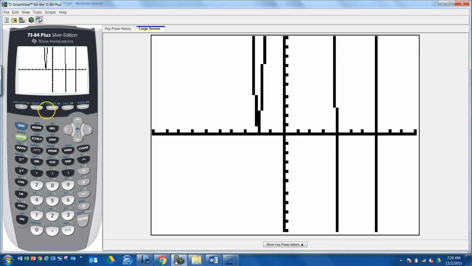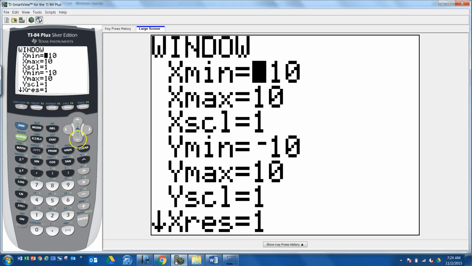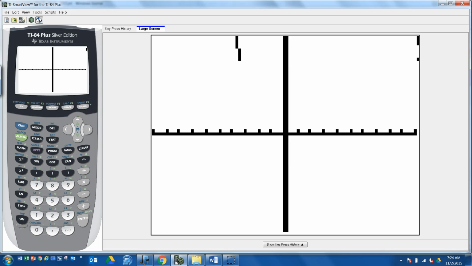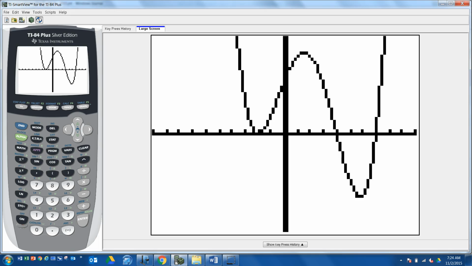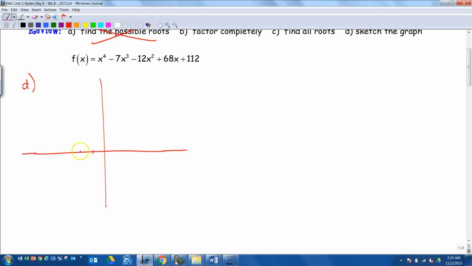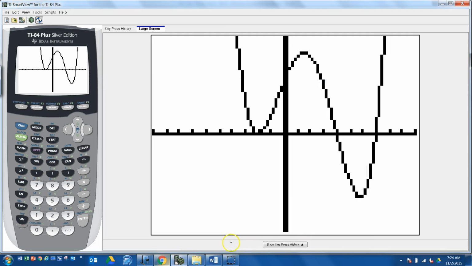If we make our Y window actually bigger, we'll be able to see it. So if I would make my Y min negative 200 and my Y max, like, I don't know, 200, we'll probably be able to see everything then. So let's see, there's that bounce. Yeah, that makes it a lot better. Okay, because it goes up and down in the Y. So that's what the graph looks like. Let's sketch it. So something like this. Okay, and then we find our zeros.